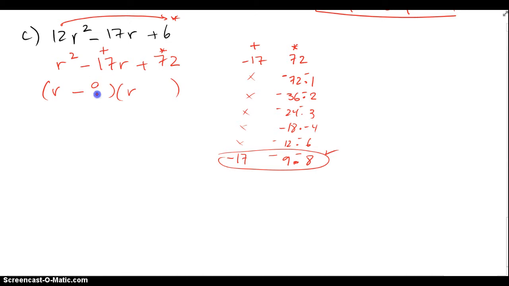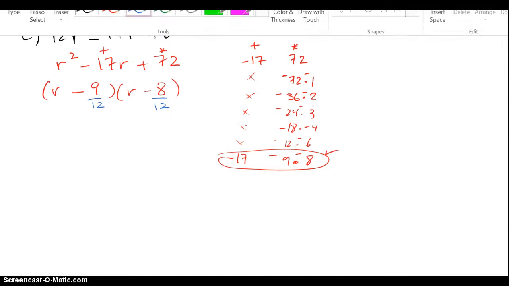So, or the numbers that work. -9 and -8 were the ones that gave me the -17. But remember, you had multiplied by a 12, so divide both of them by a 12. Now we're going to reduce.